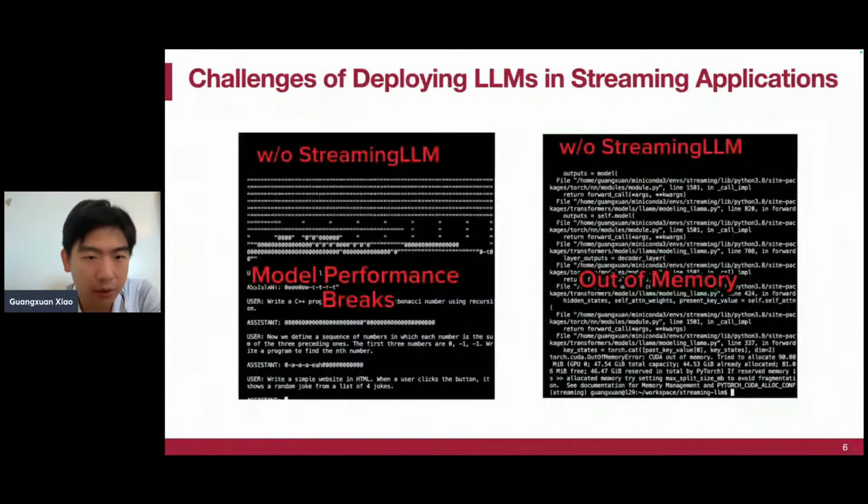So here are two screenshots of the failures if we naively deploy language models in a streaming application. You will see either the model performance breaks, or an out of memory error, or both.